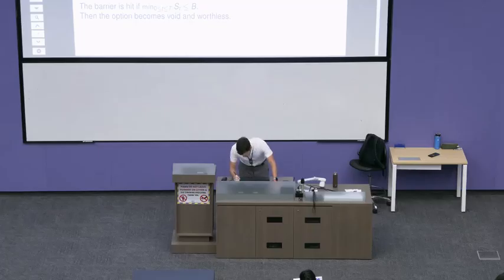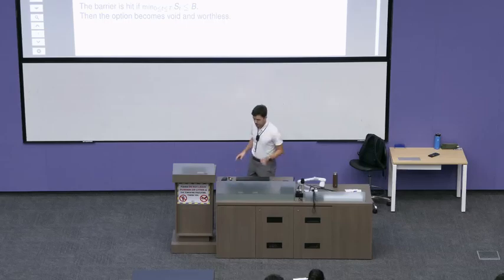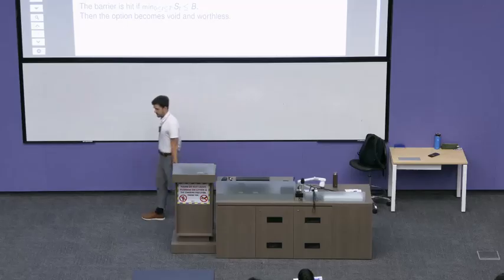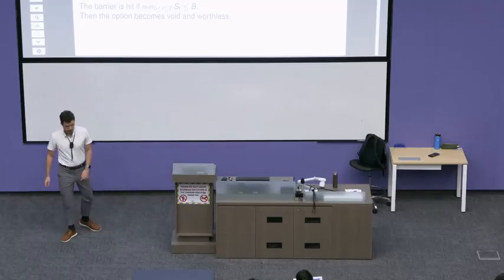I could also say this is the same as that even the smallest value of all asset prices between time 0 and t is larger than B, right? Even the smallest value. So the minimum over all S_t is larger than B. That's exactly the same.